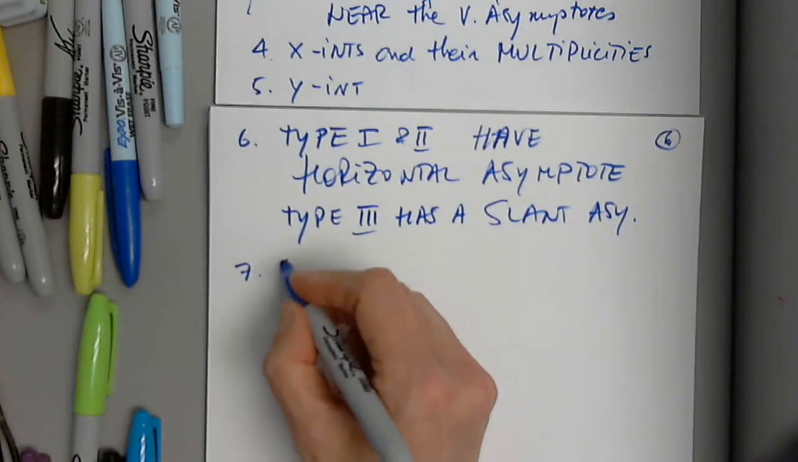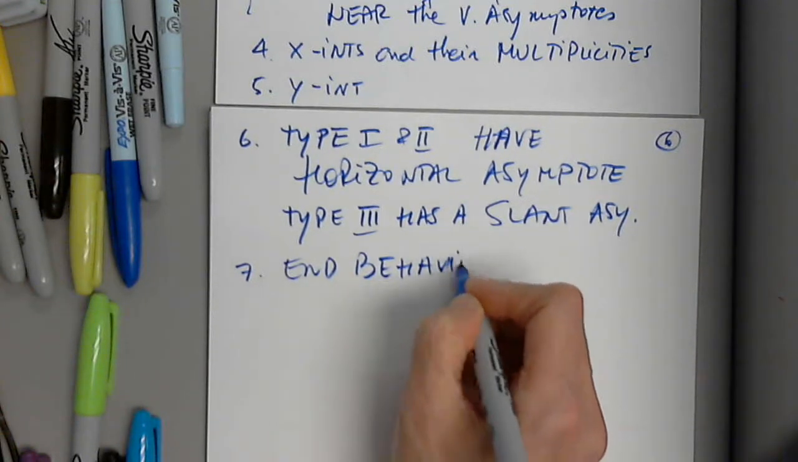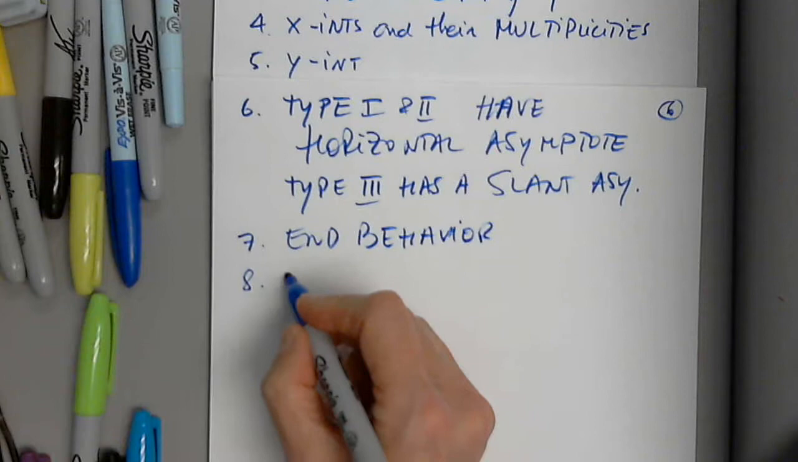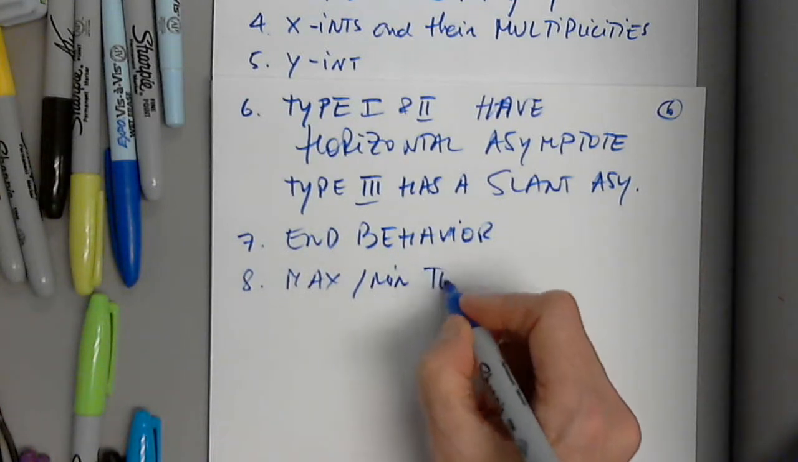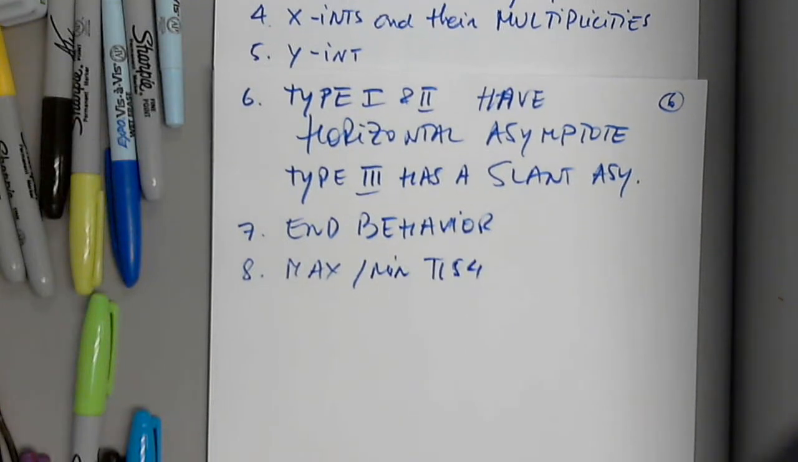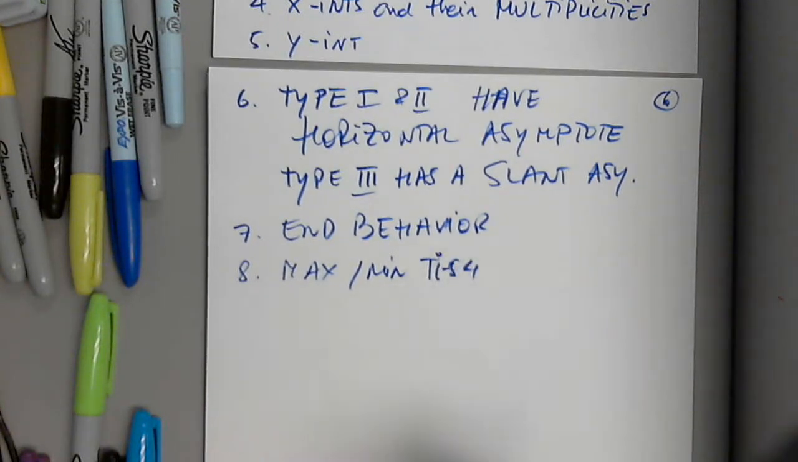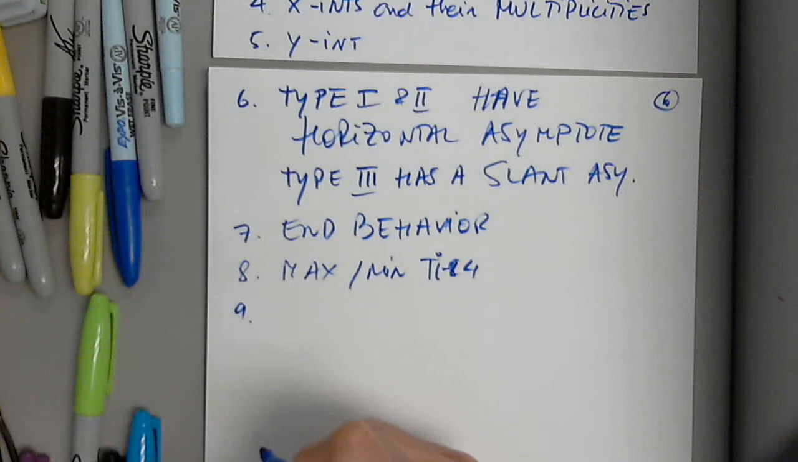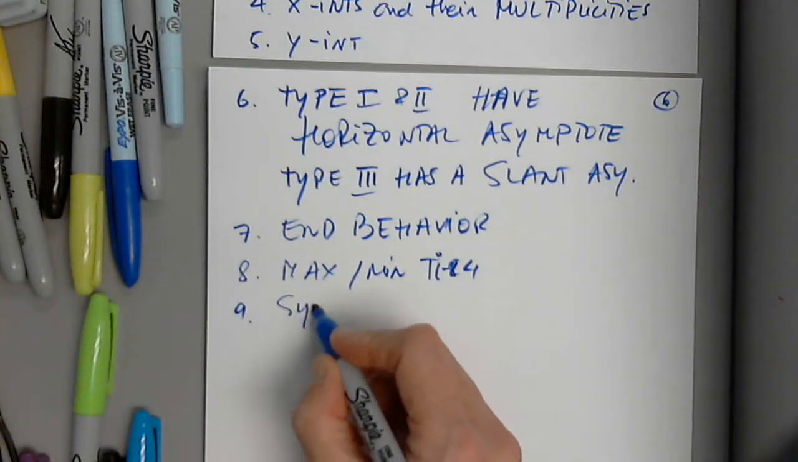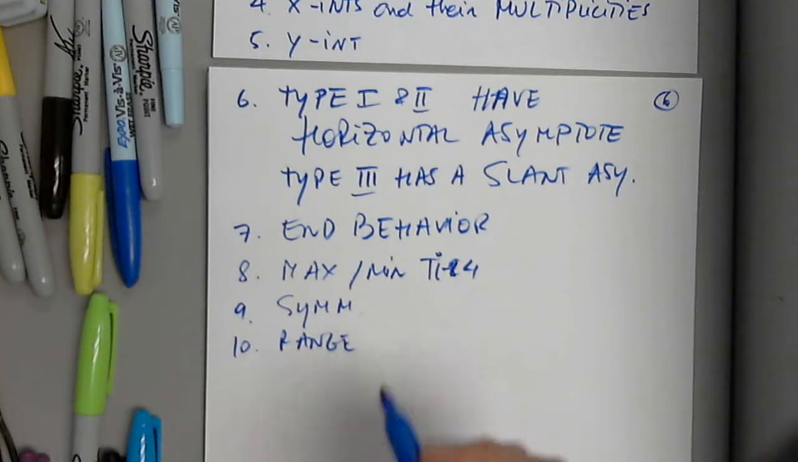Seven, end behavior. Eight, max min with the TI-84, if that's the case. TI, Texas Instruments calculator, TI-84. Nine, symmetry. Ten, range. That's about it.